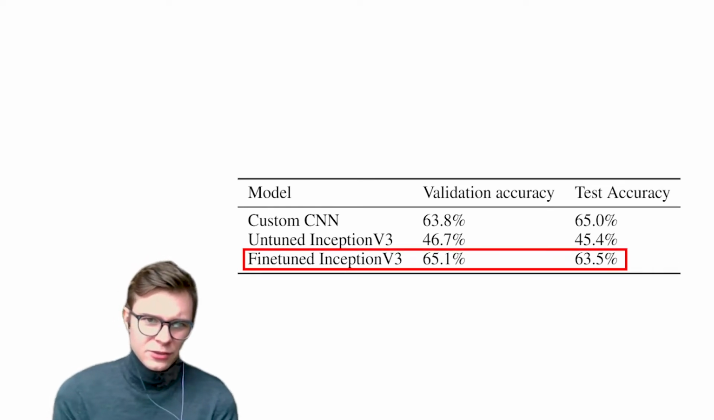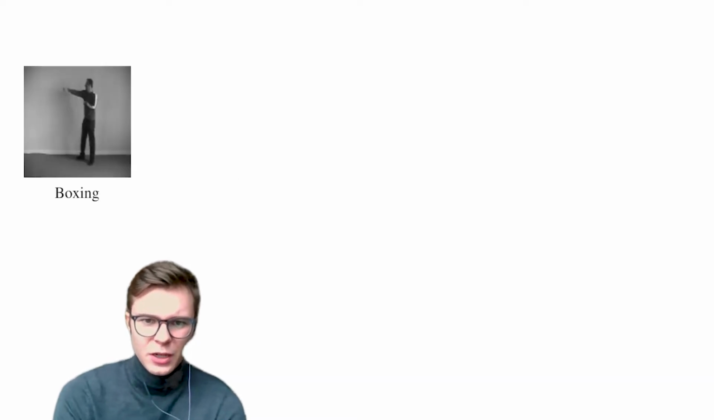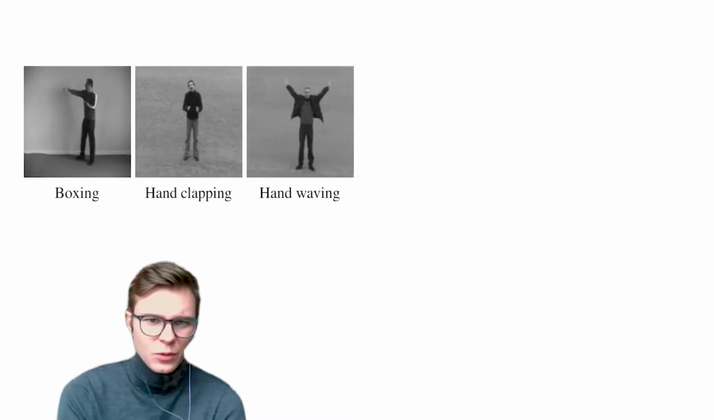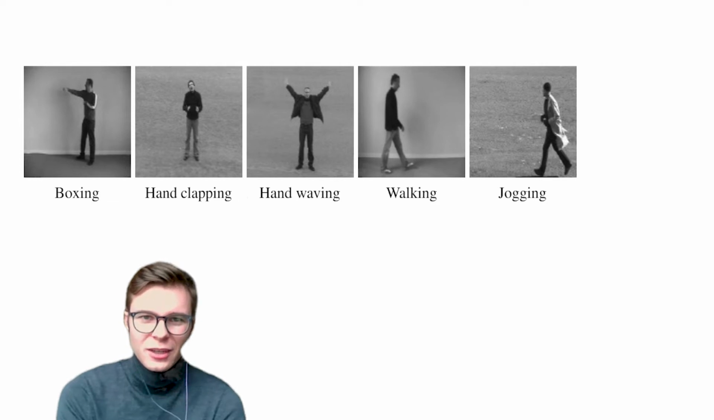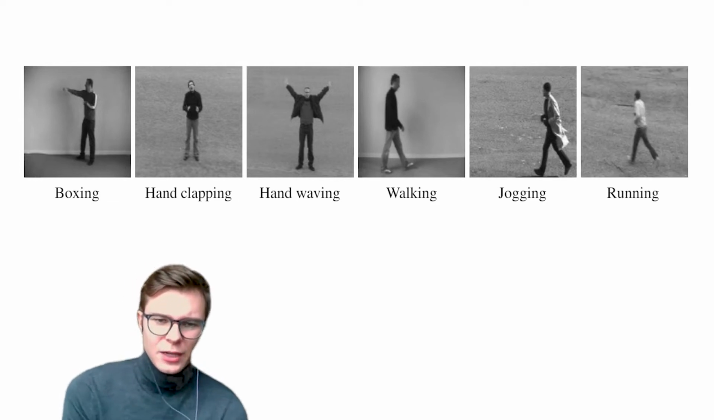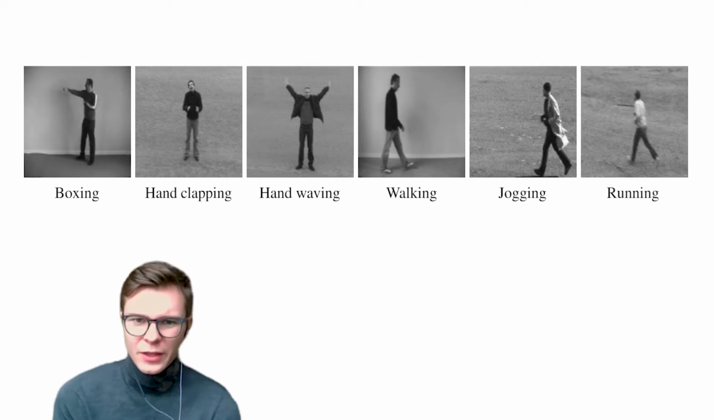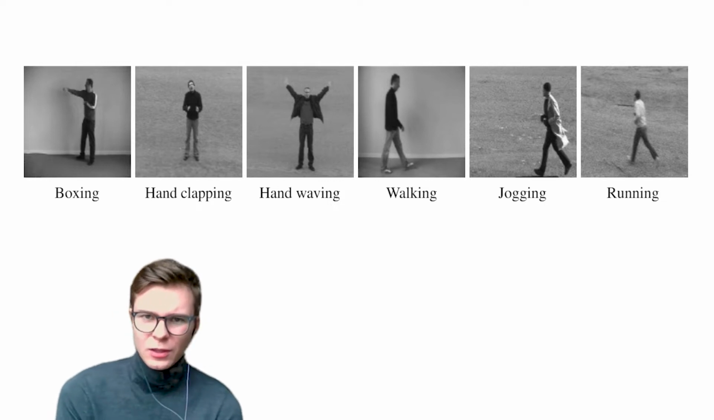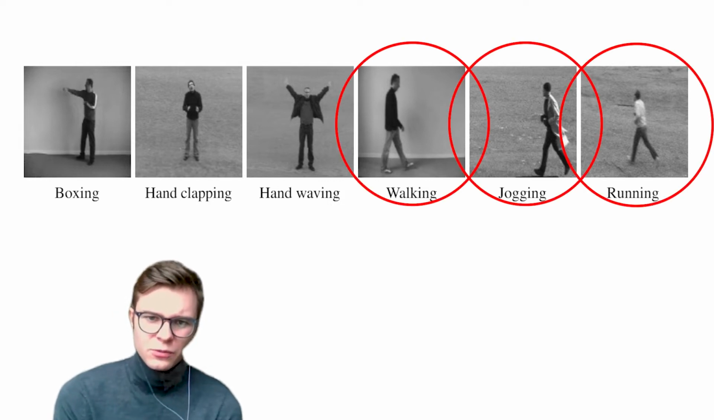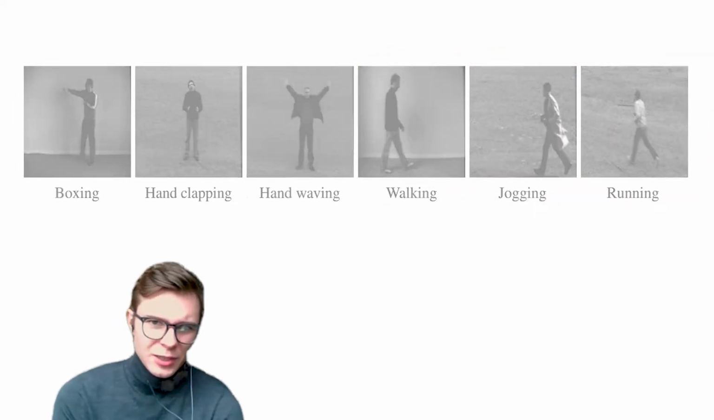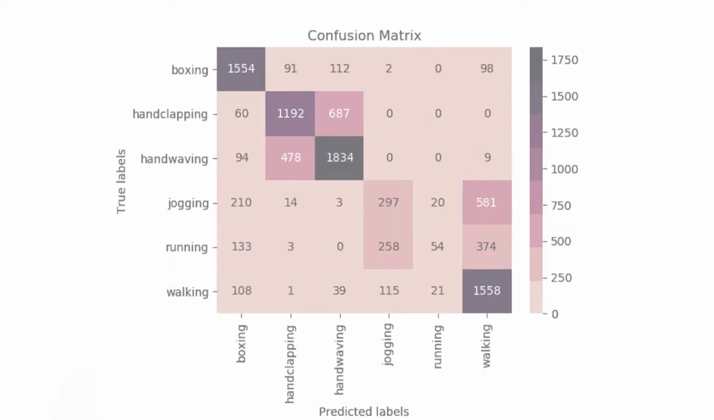The KTH Actions dataset has 6 different actions: boxing, hand clapping, hand waving, walking, jogging, and running. Now, obviously, when classifying on a frame-by-frame basis, some of these actions can look very similar to one another. For example, jogging, running, and walking all feature very similar shapes. This is one explanation of the poor performance of the approach we just used. This is also confirmed by taking a look at the confusion matrix.